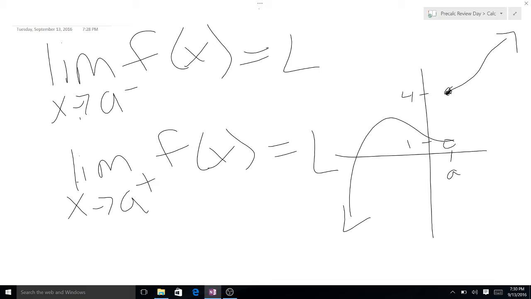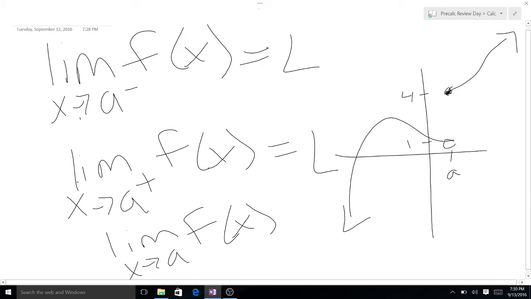But as I approach a from the left, I'm approaching 1. Doesn't matter if it's an open circle or a closed circle. It matters what I'm headed towards from whatever direction. Now, if there was no plus or minus, if it was just the limit as x approaches a, in this case, it would not exist because it only exists if I'm approaching the same thing from both the left and the right. The limit in this case as I approach from the left is 1, from the right is 4. It does not exist when it's approaching from both directions simultaneously.